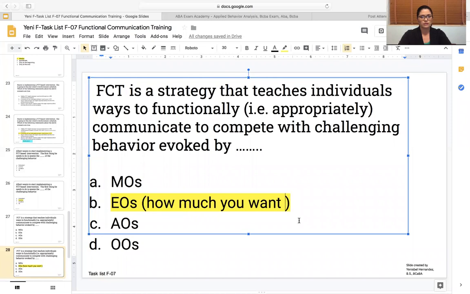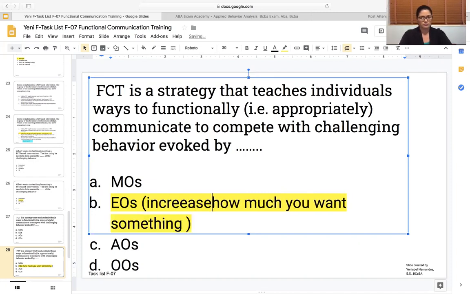I'm running out of time, but we're almost done. How much you want something increases. So you're hungry, you have that increase of wanting that ice cream. That's the EO. So you need to see what is that thing that is causing you to run towards the car. You guys said it correctly. You said, maybe he's hot, maybe he's hungry, and that's why he's doing it. That's the EO. So if he's hungry and hot, then we're going to do something that is going to replace the reason why he's engaging in that behavior.